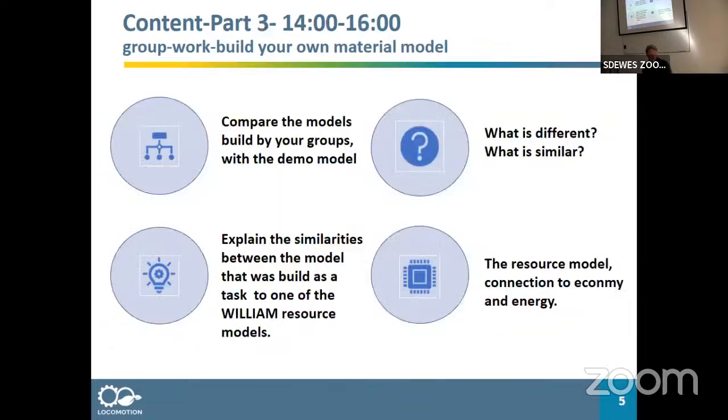In the third part, we will try to compare the models. Exactly what I was speaking of: we will see the relations of the imaginary model to the real LOCOMOTION model, and discuss what is different and what is similar. Then we go a little bit into details of how the LOCOMOTION model functions, and if we have time left, we will show how the link between energy and economy works and what kinds of implications it has on the economy when we increase or decrease the price of the material, or what happens when we cut the supply.